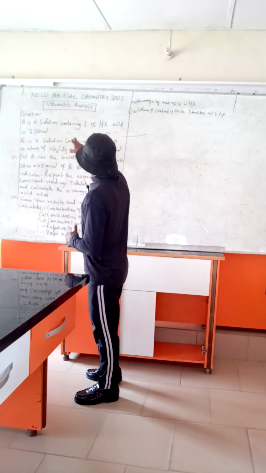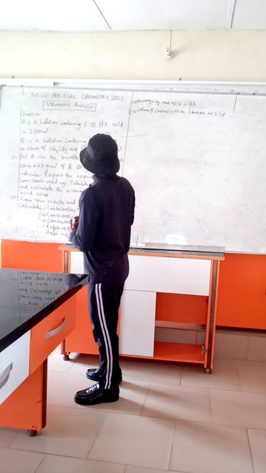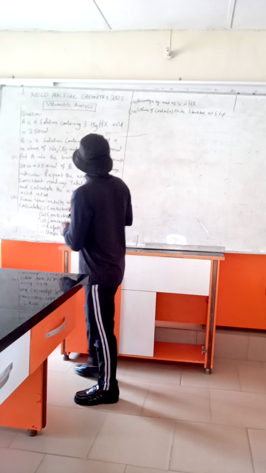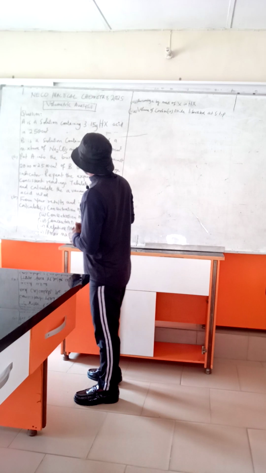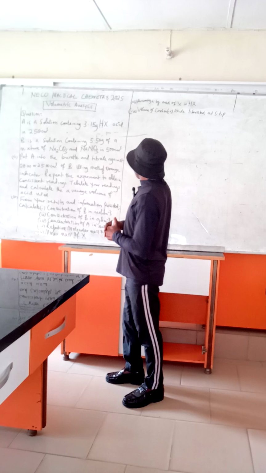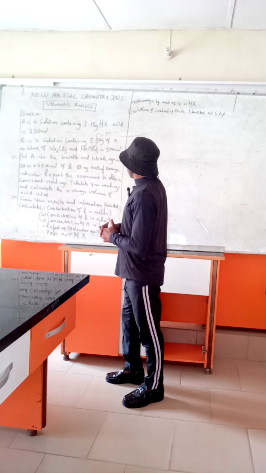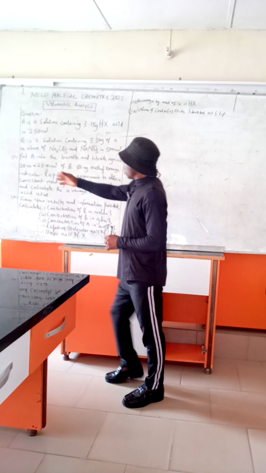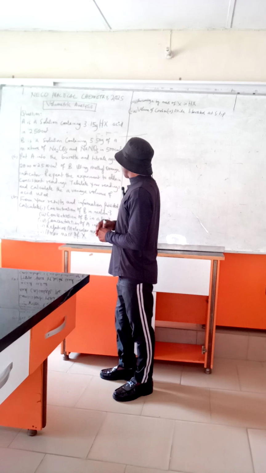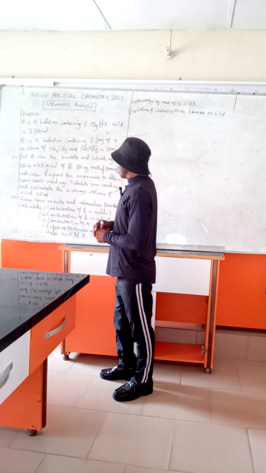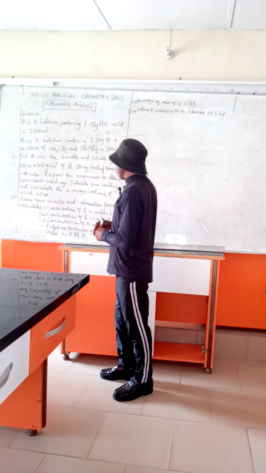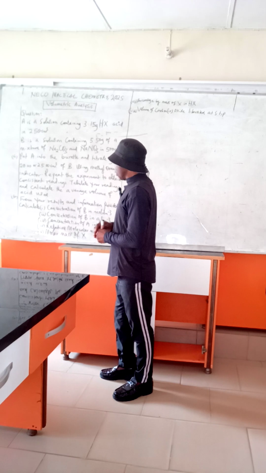The question says A is a solution containing 3.15 gram HX acid in 250 cm3, and B is a solution containing 5.50 gram of a mixture of Na2CO3 and NaNO3 in 500 cm3. Question A: put A into the burette and titrate against 20.00 or 25.00 cm3 of B using methyl orange indicator. Repeat the experiment to obtain consistent readings. Tabulate your readings and calculate the average volume of the acid used.